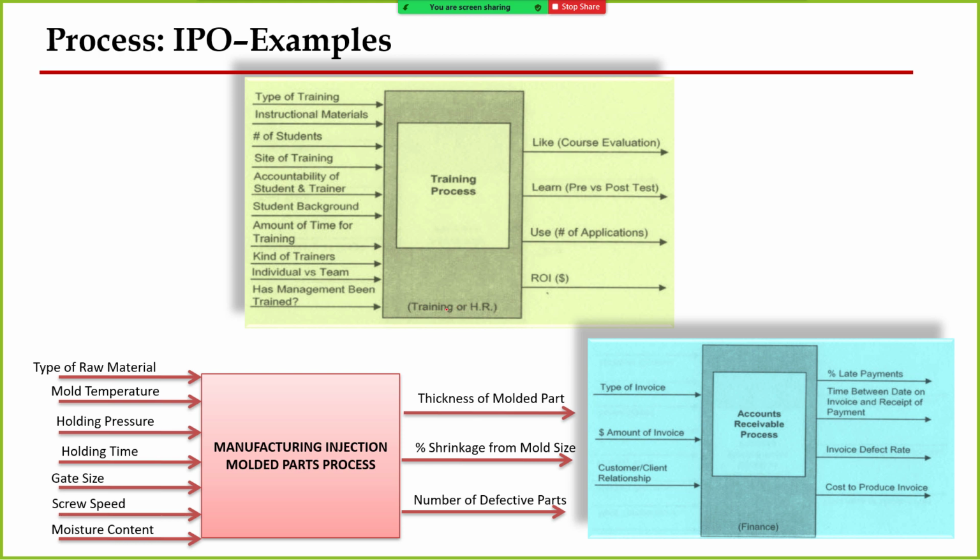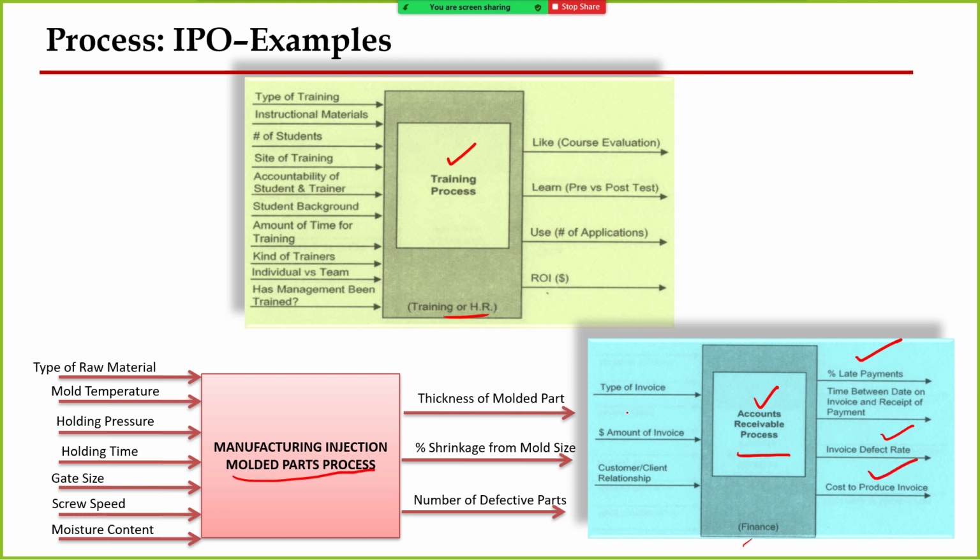I am giving examples from the HR training process perspective, from the manufacturing injection molding parts perspective, and here from the finance accounts receivable process perspective. If we are talking about the finance perspective, the process is accounts receivable. The output is basically the outcome perspective: the percentage of late payment, invoice defect rate, cost to produce per invoice.